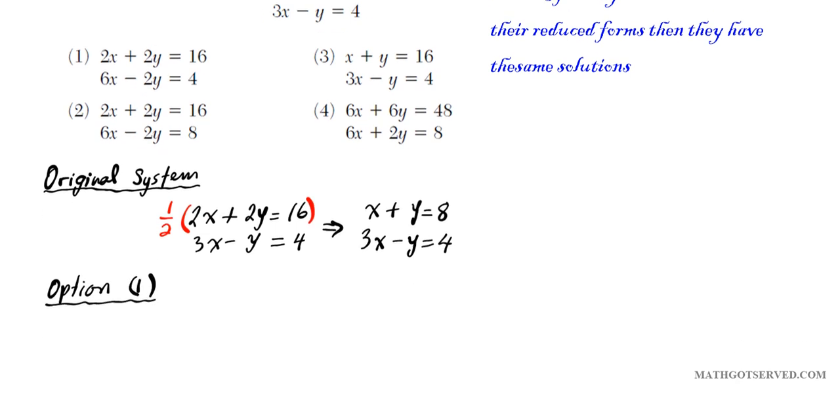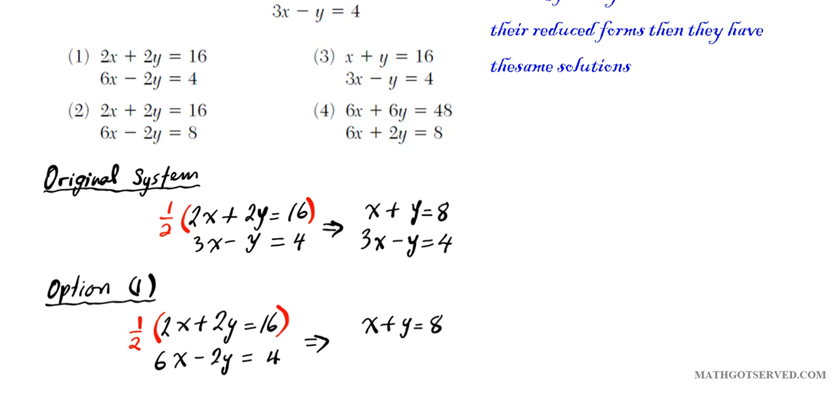So for option 1, we have 2x plus 2y is equal to 16, and 6x minus 2y is equal to 4. Can I reduce the first equation in the system in option 1? The answer is yes. I can divide this entire equation by 2, which is the same thing as multiplying by 1/2. Okay? So if I do that, the first equation becomes x plus y equals 8, which matches the first equation. Excellent.